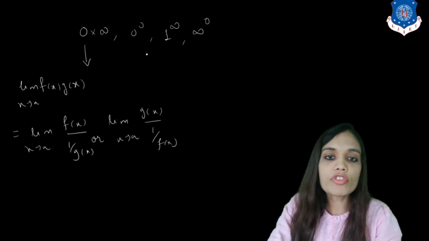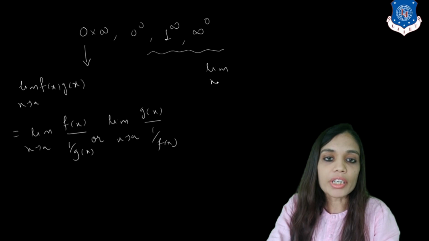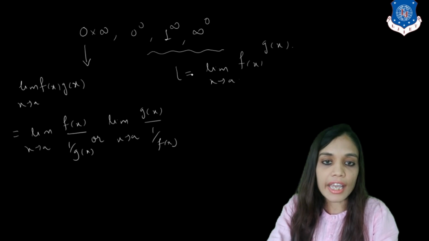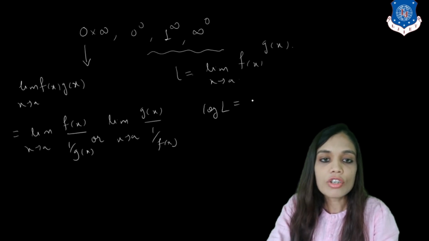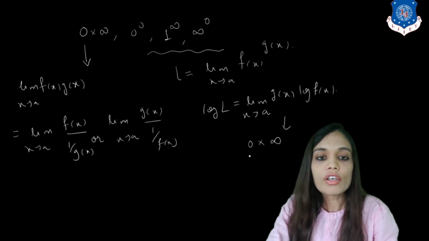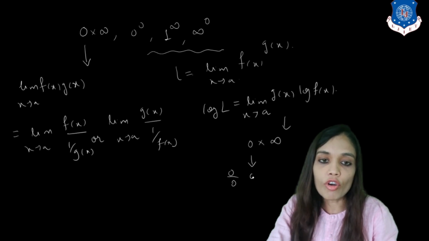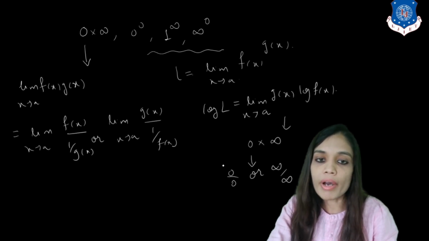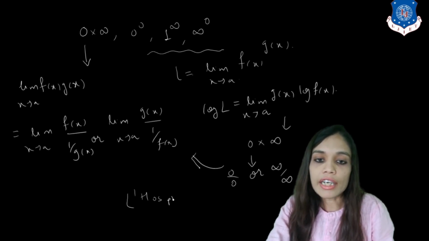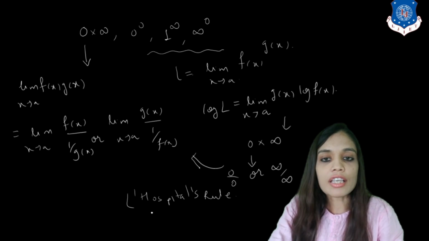Now in this type of sums, that is if we are given limit x tends to a f(x) whole raised to g(x), we will assume this as L, then take log on both the sides. So you will get log L is equal to limit x tends to a g(x) log f(x), right? So again you will get 0 into infinity form, which we will convert into 0 by 0 form, or infinity by infinity form by applying this method, and then apply our L'Hopital's rule. That is, we have to take derivatives of numerator and denominator separately.